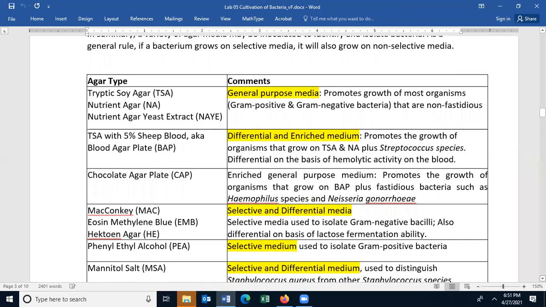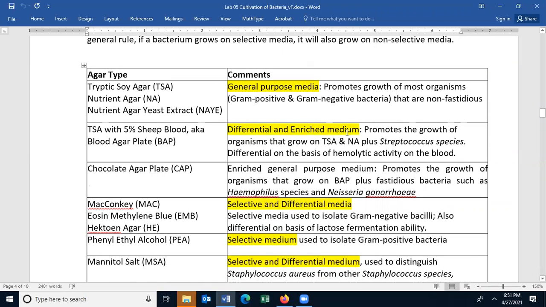So you need to know this table, looking at the different types of media, the general purpose media, the names of them, the differential and enriched media, which really is the blood agar plate. This is an enriched general purpose media. It's chocolate agar. Chocolate agar is the same as blood agar, except you add the blood while the agar is still very hot, meaning you took the media out of the autoclave and you add the blood at that point, and the blood lyses, and it makes the agar turn brown, which is why it's called chocolate agar.